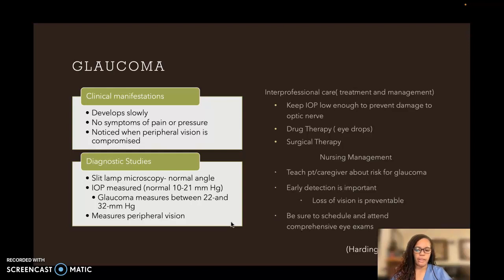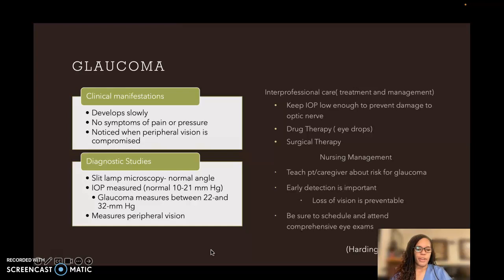Diagnostic studies: a slit lamp microscopy, normal angle, or you can get your intraocular pressure measured. Normal range is 10 to 21 millimeters of mercury. Glaucoma measures between 22 and 32 millimeters of mercury. The peripheral vision can also be measured.